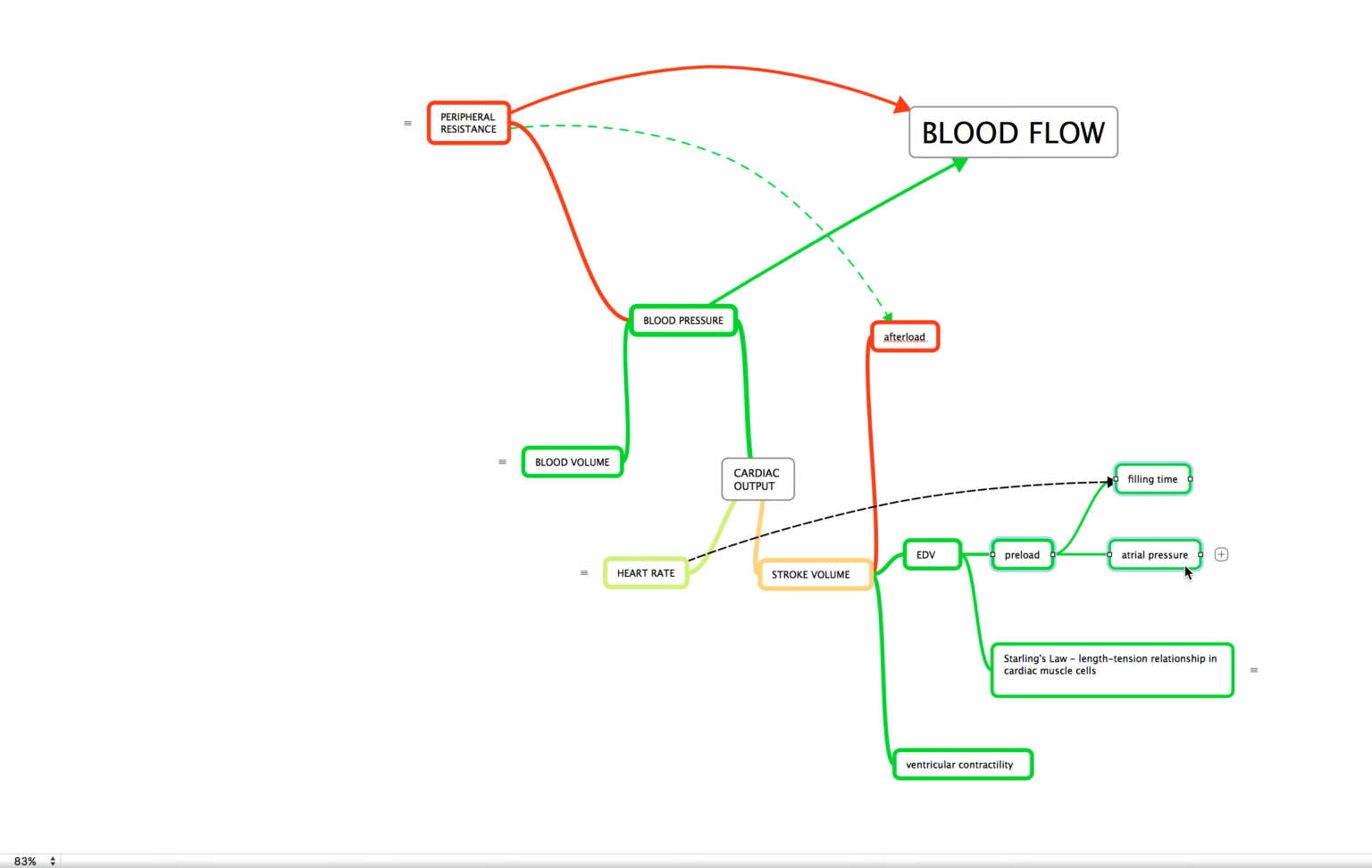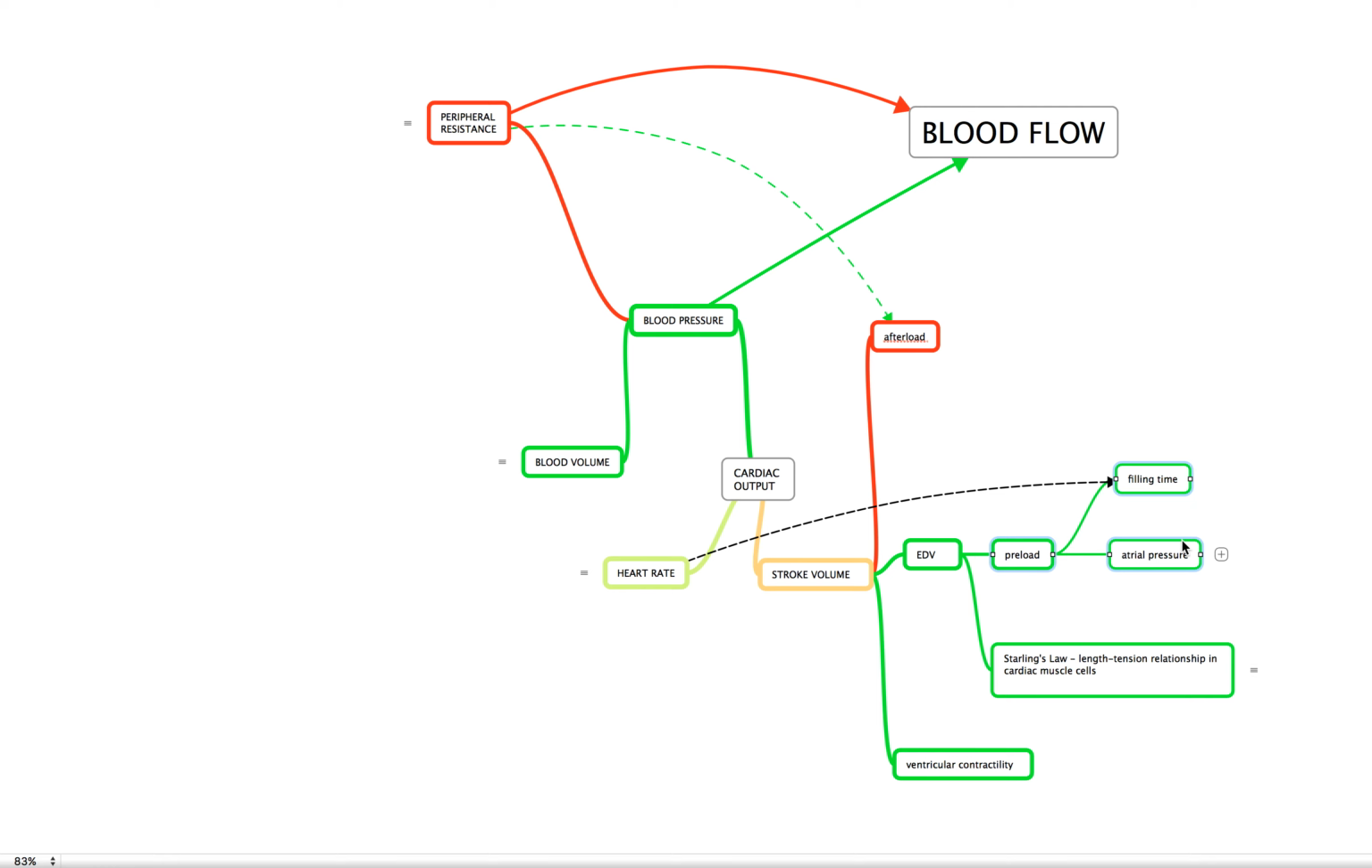That will contribute to preload, which is what's going to be in the ventricles. Filling time will also contribute to preload. And of course, filling time has a relationship to heart rate. It's not exclusively positively or negatively, so it's in a black line here.